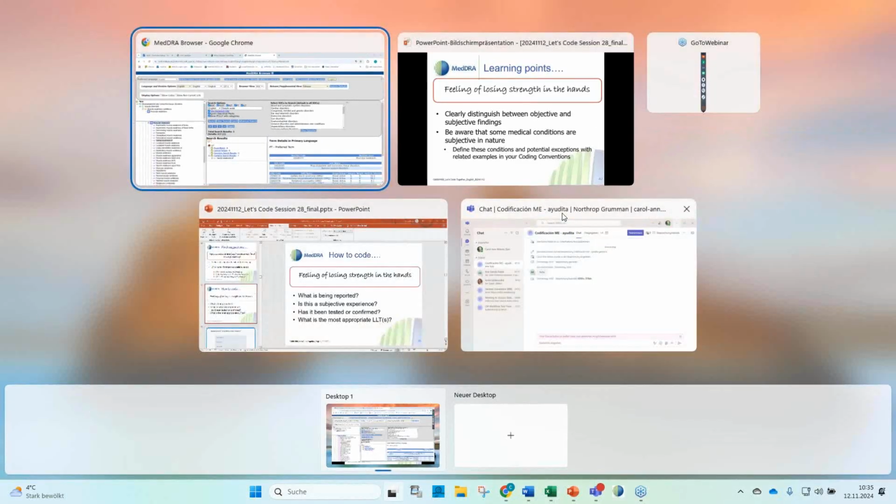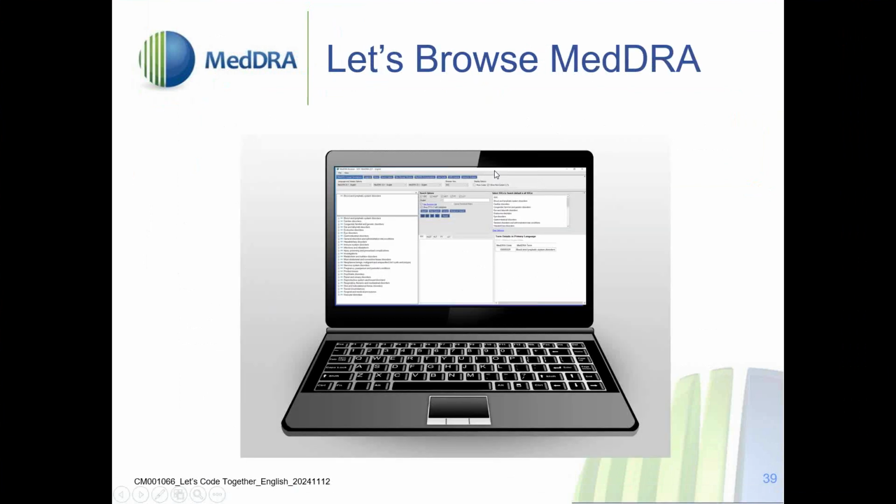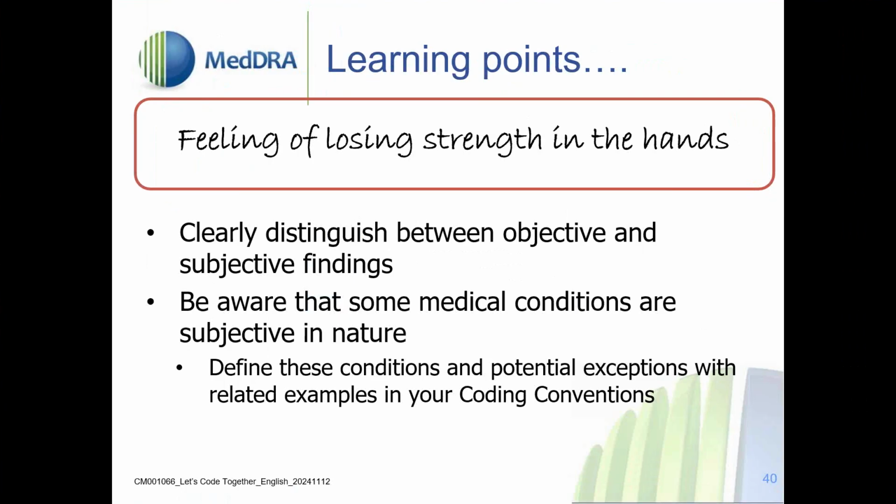So let me switch back to my slides here. When coding similar terms, similar verbatims, always distinguish between objective and subjective findings. One wouldn't code a feeling of having a heart attack, for instance, as a myocardial infarction. So you have to be very aware that feeling-of terms can be completely different from objective diagnosis. But you have to be aware that some medical conditions are subjective in nature. So provide some guidance to your coders by defining the conditions that are subjective in nature with a few examples and by providing options for coding other feeling-of conditions. And these could be discomfort PTs, or a suitable LLT under the feeling abnormal PT as well, or PTs that contain the information abnormal sensation.